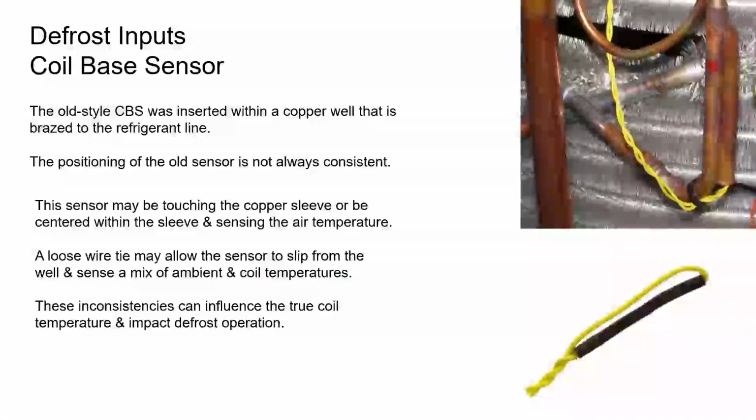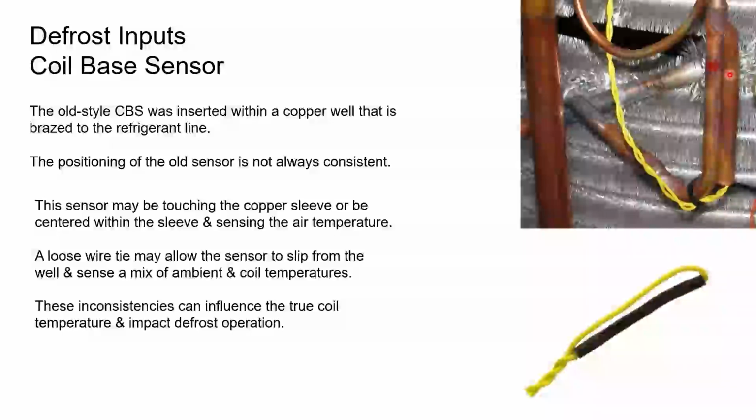The other sensor we need is the coil base sensor or the coil temperature sensor. You'll see it labeled both in the systems. Most of the older systems, it's called the CTS or coil temp sensor. Some of the newer systems, it's now called the CBS, coil base sensor, and it's because this sensor usually sits on the bottom circuit.